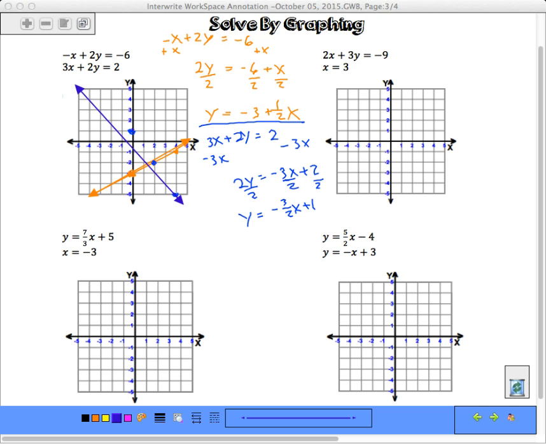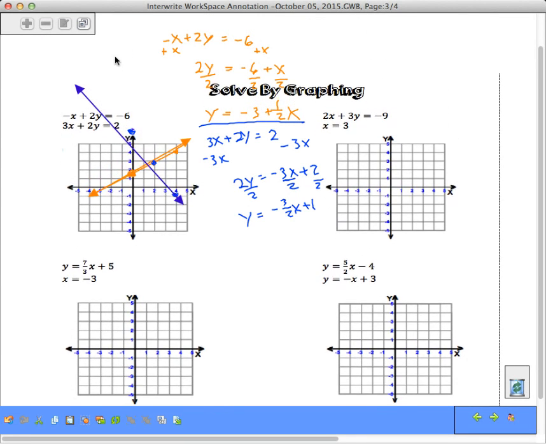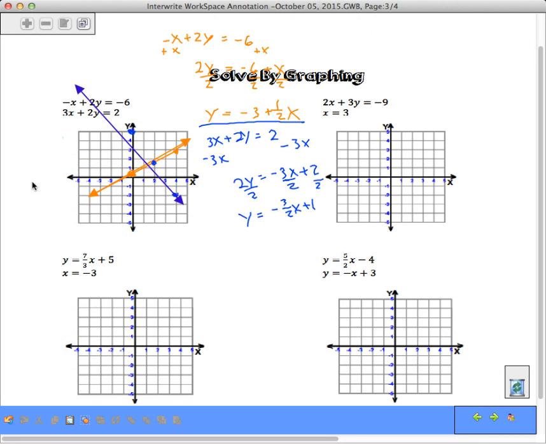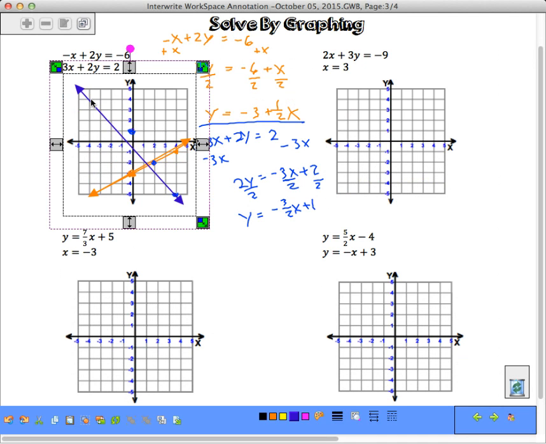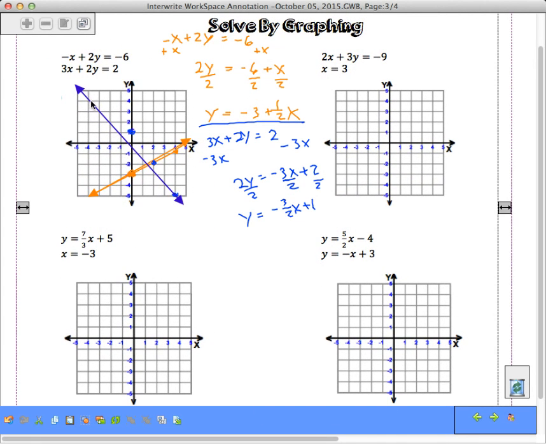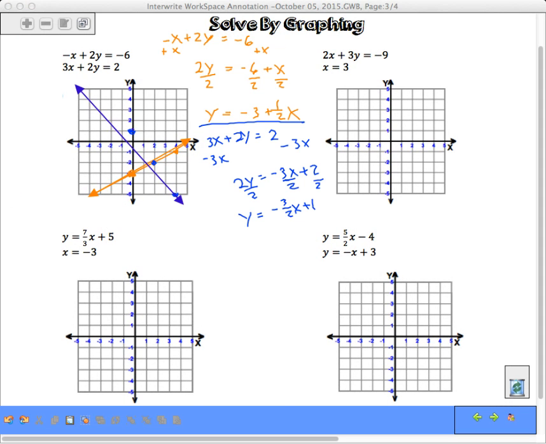Oh, I did not line that up well. See if we can fix that. No, that's not what I meant to do. Darn it, let's just erase that. Okay, there we go, much better. So right here, where the two lines cross, that's my solution. So my solution is at 2, negative 2.